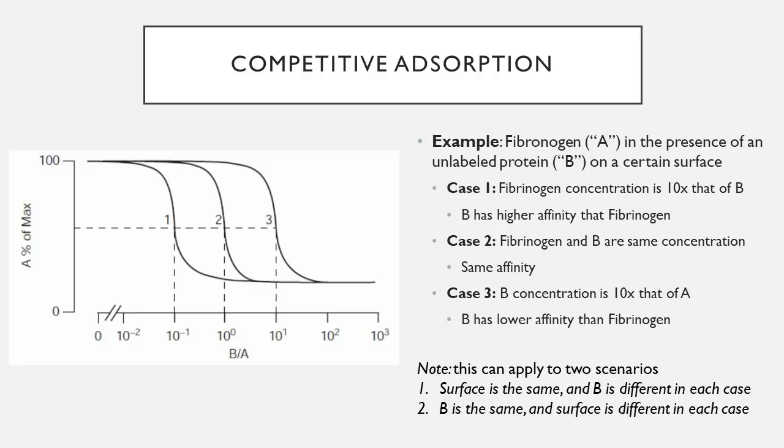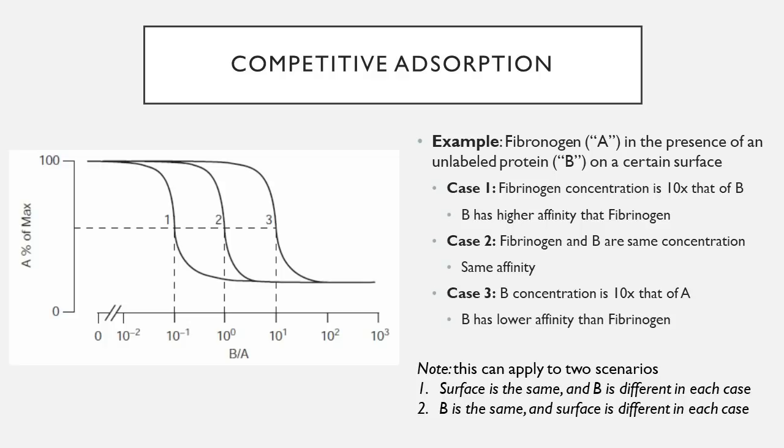So in cases where you have no competition, where there is no B, for instance, you would have the maximum percentage of A, and then as you slowly introduce different concentrations of that B protein, the amount of the adsorbed A protein is eventually going to drop off as the B protein outcompetes it, until the point where you get a minimum concentration of that A at the surface.